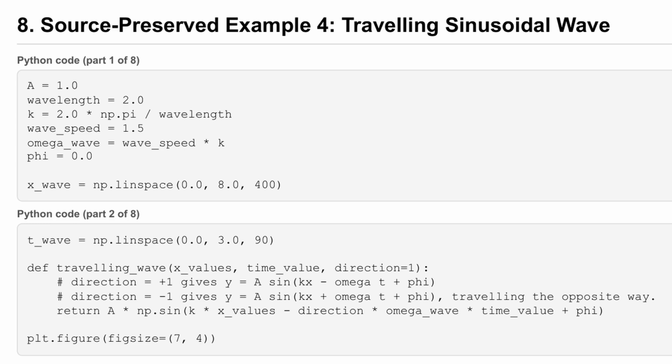To build our wave, we define an amplitude of 1, a wavelength of 2 meters, and a wave speed of 1.5 meters per second, from which we derive our angular frequency. We write a flexible wave function that accepts a directional parameter to easily toggle propagation behavior, and we set up our spatial and temporal coordinate grids.